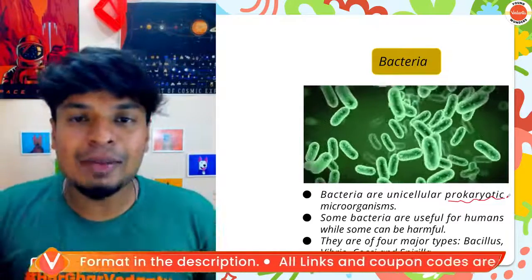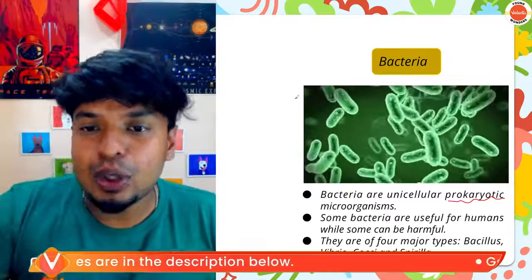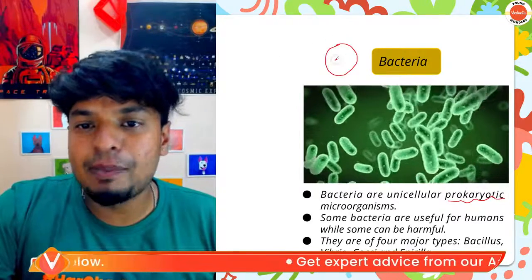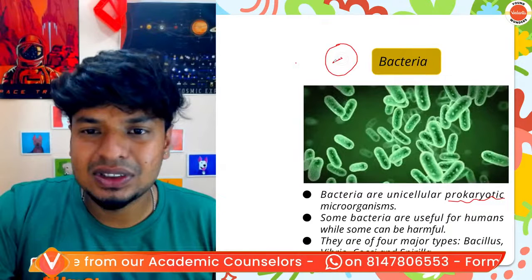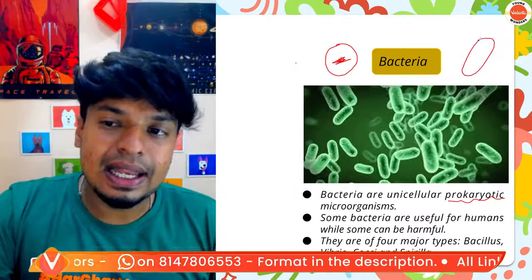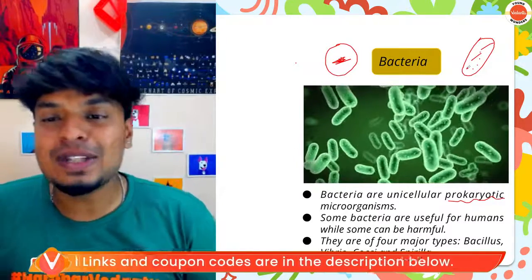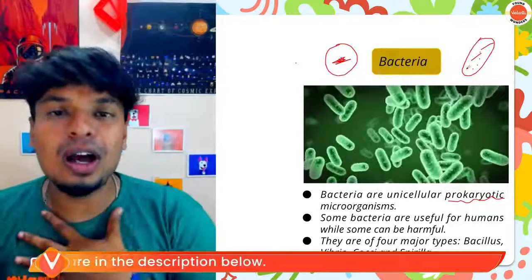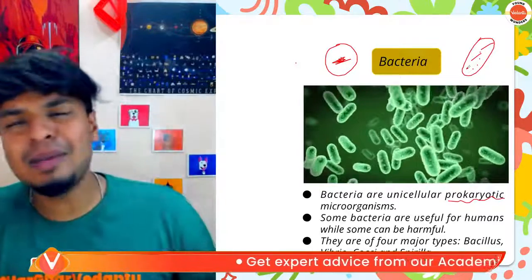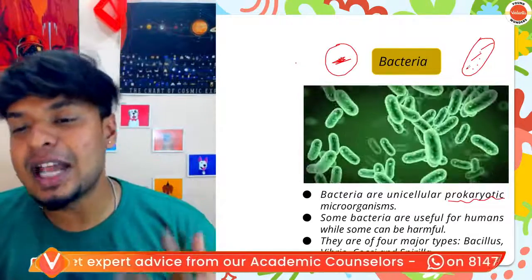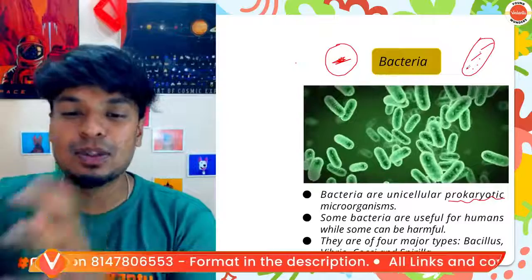That means all the nuclear material will be floating in the cytoplasm itself. Normally when you take a cell, you can see a very thick part in the middle. That is your nucleus. But when you take a bacterial cell, you will not find any well-defined nucleus anywhere because it doesn't have one. Such types of cells are called prokaryotic cells. We as humans, all our cells are eukaryotic. Now some bacteria are useful for humans while some may be very harmful. There are 4 major types of bacteria: Bacillus, Vibrio, Cocci and Spirilla. These are the 4 major types of bacteria.